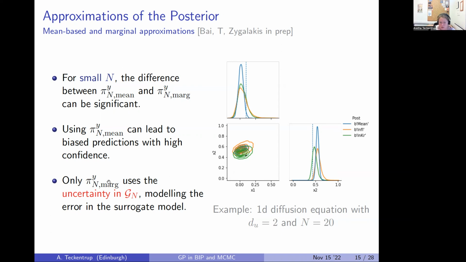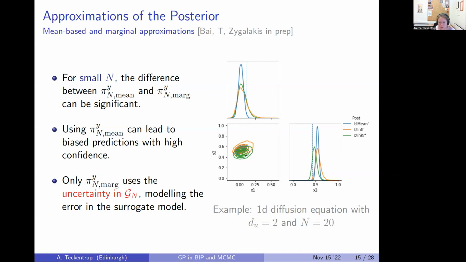Right. Why is that the case? Well, that's the case because in the marginal distribution, you are actually using the uncertainty that you have in your surrogate model. Right. So there you are using the full emulated GN. So you are using the full Gaussian process GN that you have and not just its mean. And that allows you to kind of model the error or the uncertainty that you have in your surrogate model. And that's how you're getting these better predictions and getting rid of these high confidence biased predictions.